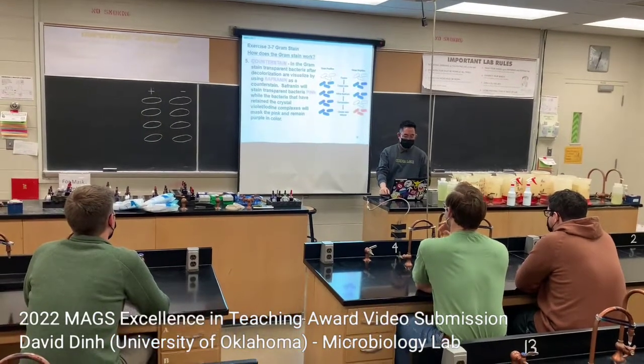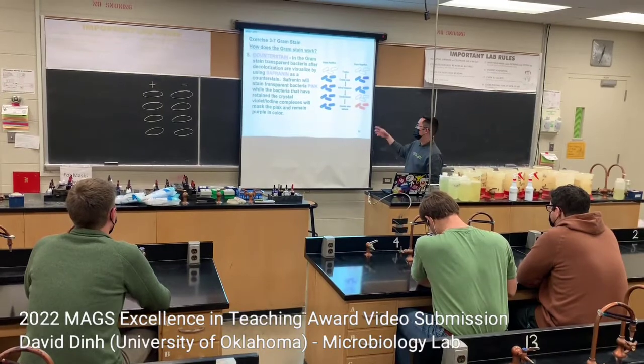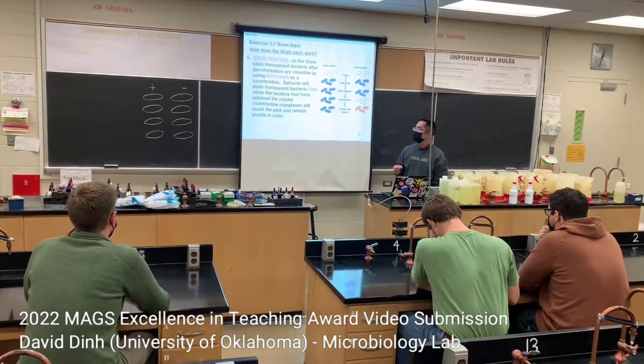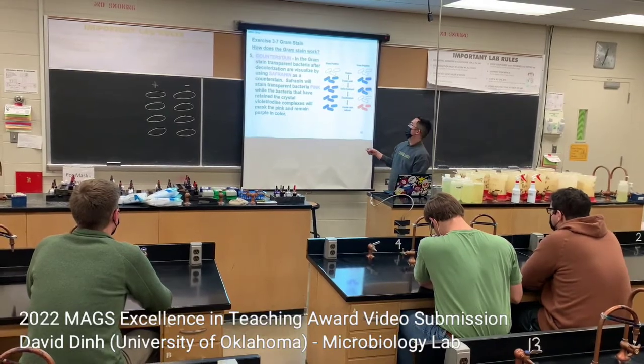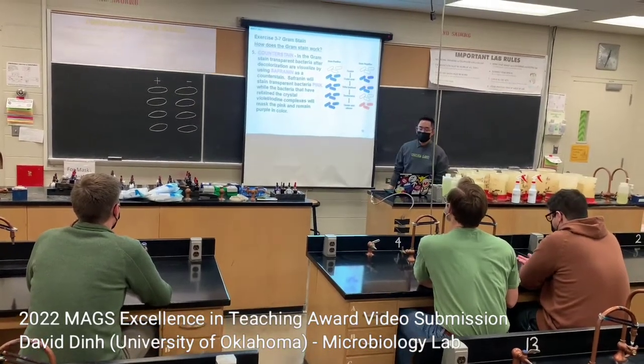Alright, and then the last step is the counterstain, so it can give you some contrast because you can't see clear organisms. We use safranin, which will stain it pink. So at this stage, the gram positive will stay purple and the gram negative will be pink.